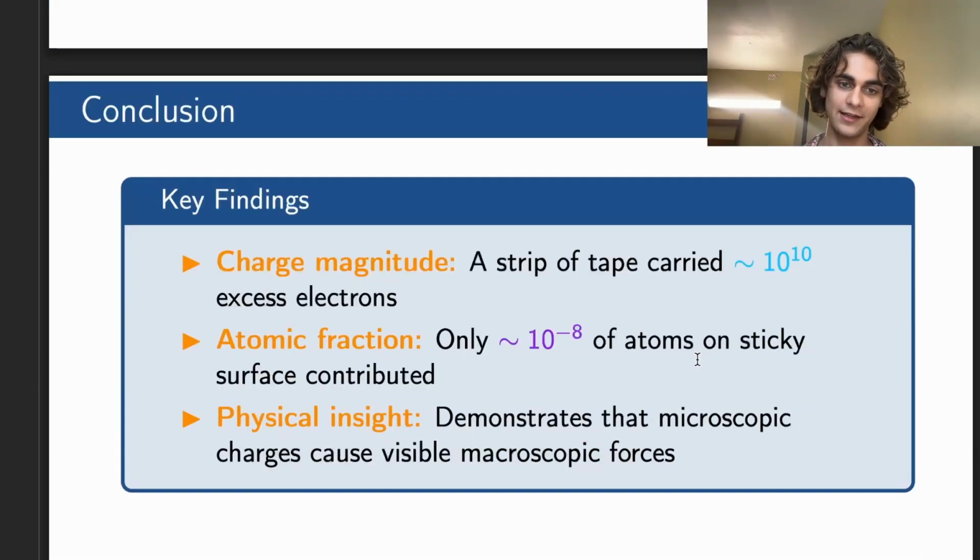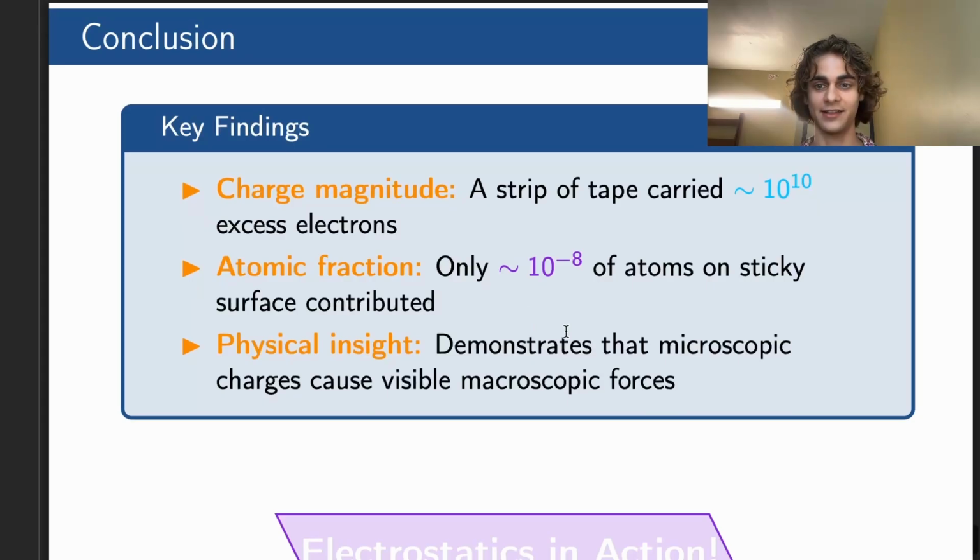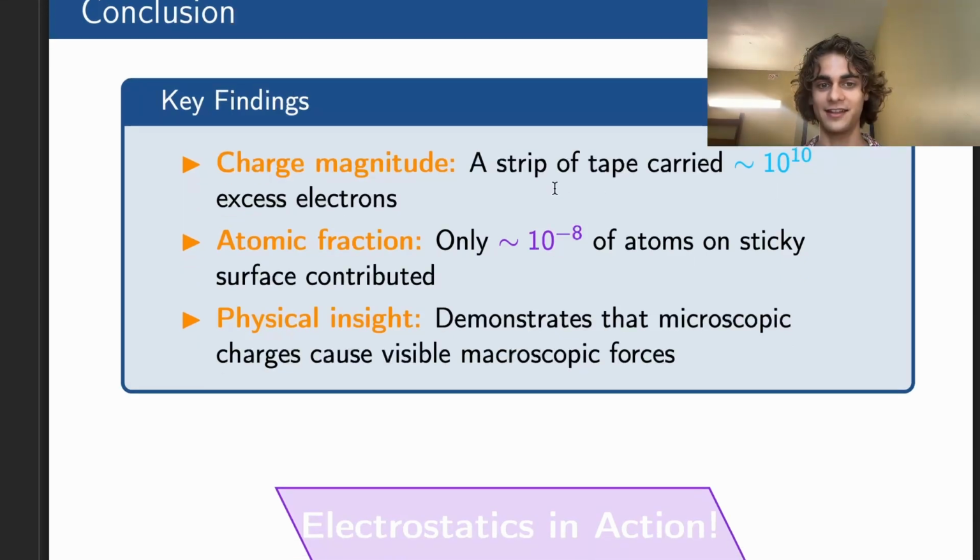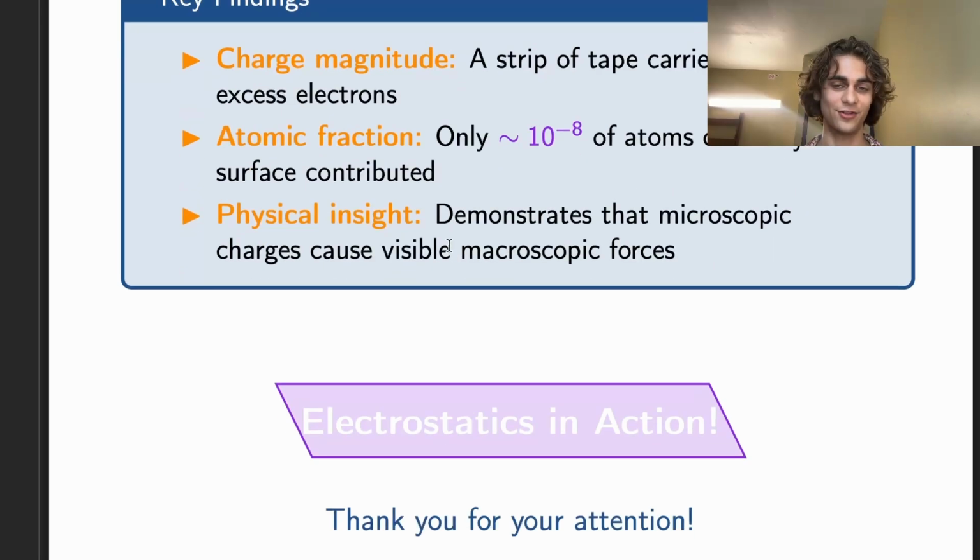But in conclusion, we did still manage to see some macroscopic forces from what we calculate to be really microscopic changes in the charge of an object. Even though they only carried about 10 to the 10 excess electrons, we observed a very measurable force from that.